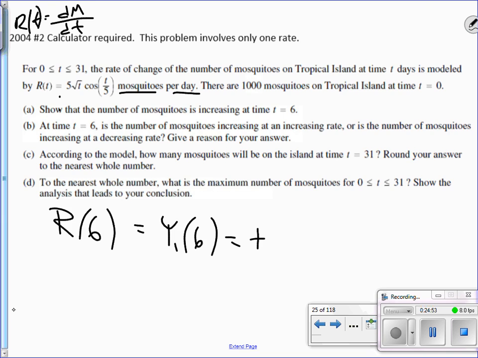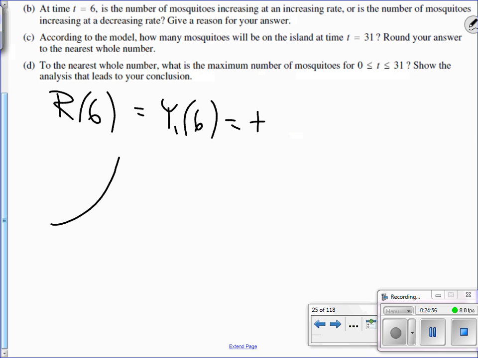But here's the thing. You can have a function that's increasing like this. It's increasing at an increasing rate, or it can be like that. It's increasing at a decreasing rate, right? Sounds very political, doesn't it? So the fact that you found out that the rate is positive, you know the amount is increasing, but you want to find out if its derivative is positive or negative. Basically, R of t is like the first derivative. You want to know if its derivative is positive or negative. So what you want to find is really R prime of 6.